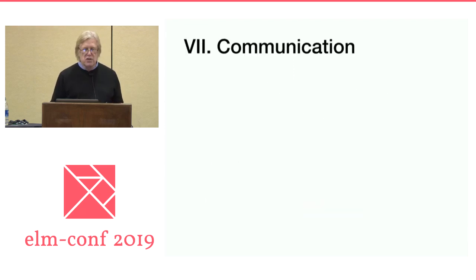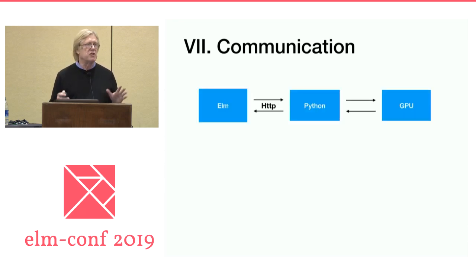Okay. So now we come to the nitty-gritty: communication between Elm and Futhark. Here's how I did it. It's definitely a Rube Goldberg contraption. We have Elm on the left, the GPU on the right. In the middle, we have a little Python HTTP server. Elm sends big arrays to Python. Python sends the big arrays and the Futhark code to the GPU. The GPU sends the data back. Python sends it back to Elm.